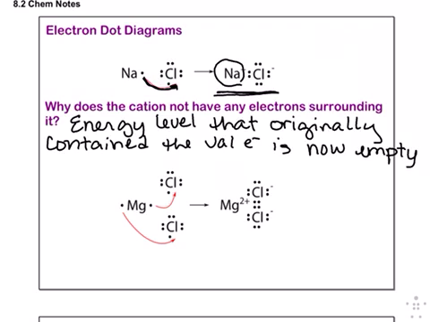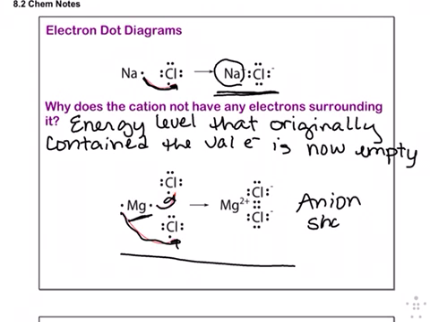Here's just another example. This example with magnesium and chlorine shows you how you can take 1 cation and bond it to 2 anions. When you look at these dot diagrams of elements bonded together ionically, the anion should show a complete octet, or a full octet.